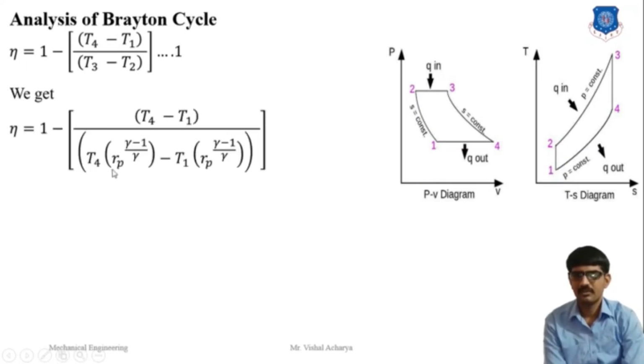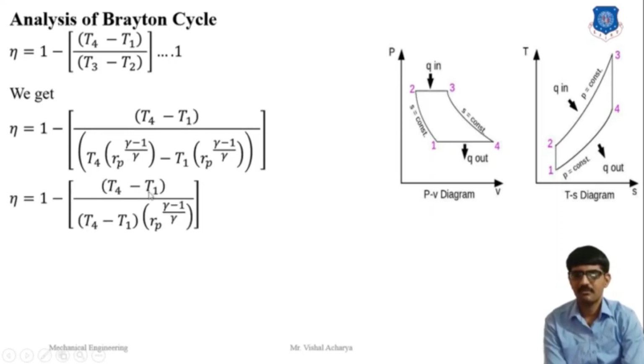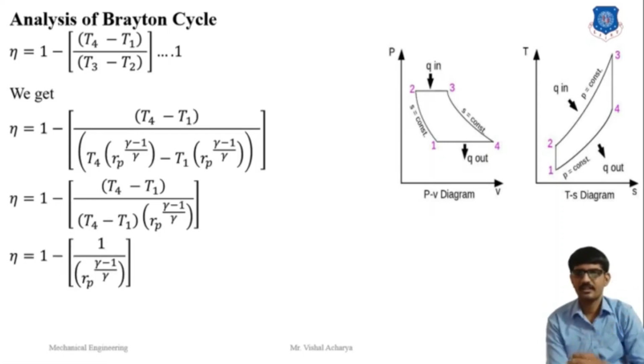Here T4 into Rp raised to (gamma minus 1) by gamma, and T1 into Rp raised to (gamma minus 1) by gamma. In both terms Rp raised to (gamma minus 1) by gamma is common, so we take it out. So we get (T4 minus T1) upon (T4 minus T1) into Rp raised to (gamma minus 1) by gamma. T4 minus T1 is cancelled. So the Brayton cycle efficiency totally depends upon the gas condition and the pressure ratio.